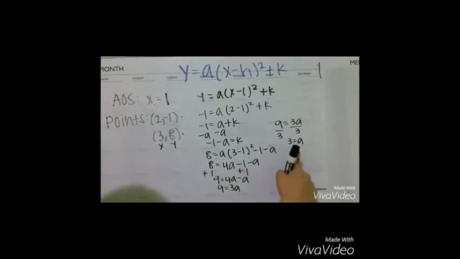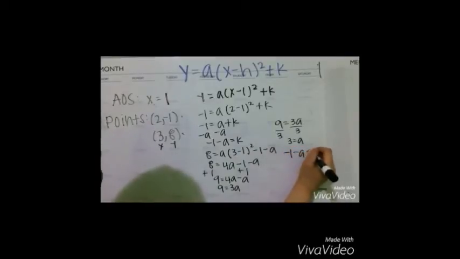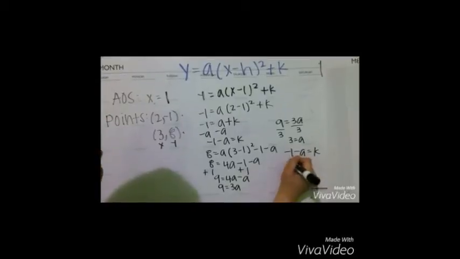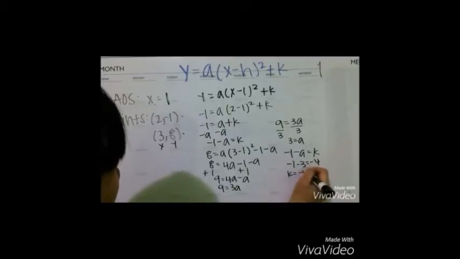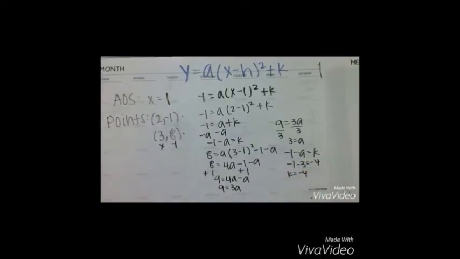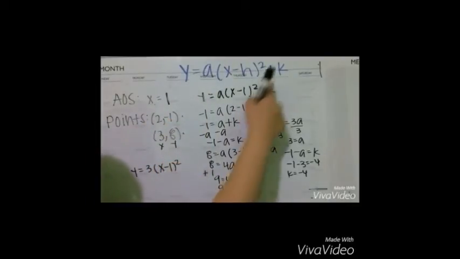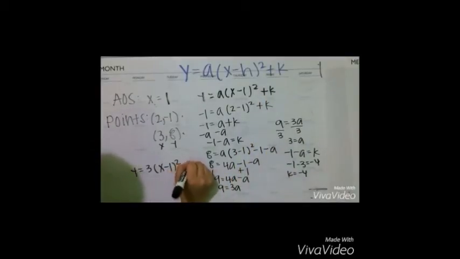And now since we found a, we have to find the actual number for k. So -1 minus a equals k. So you plug in 3 for a. -1 minus 3 equals -4. So k would equal -4. And now the last step is to write the equation. So you just plug in all these numbers. So y equals a is 3, so 3 times (x minus h, which is 1) squared. K is -4, so minus 4. And this would be your answer for this problem.